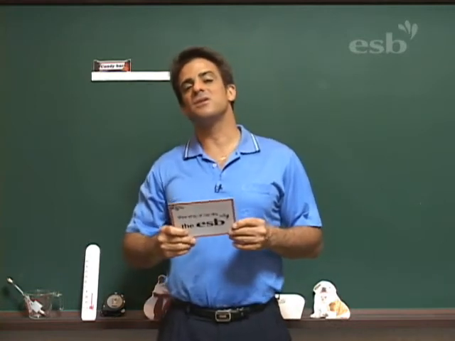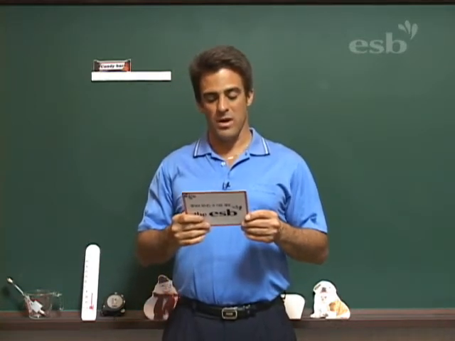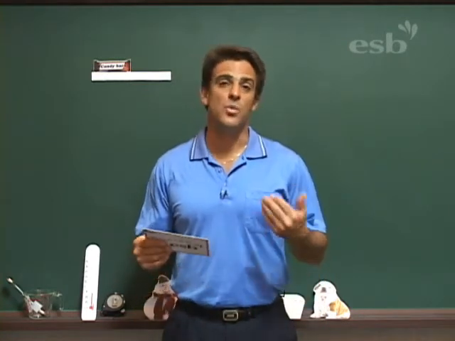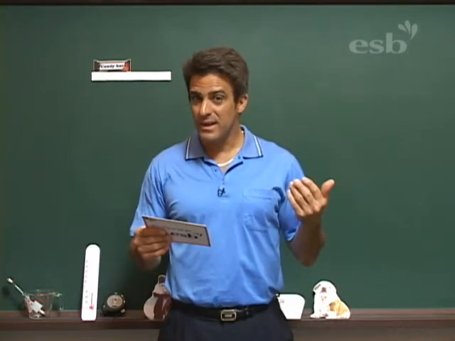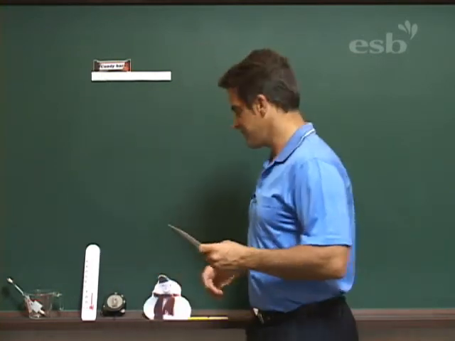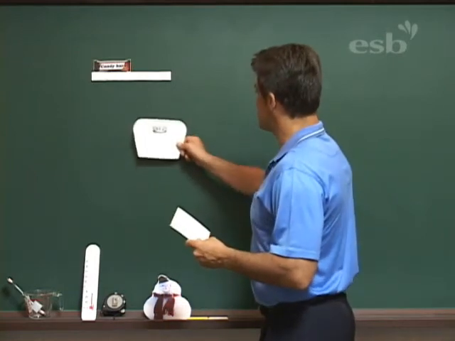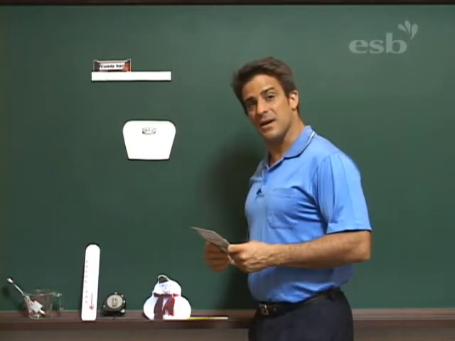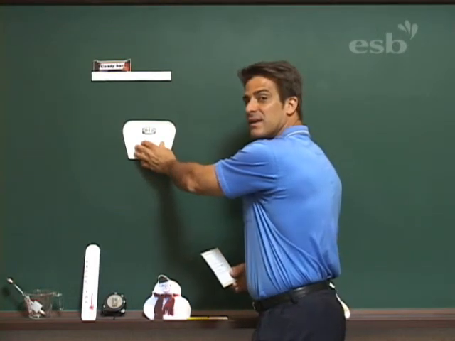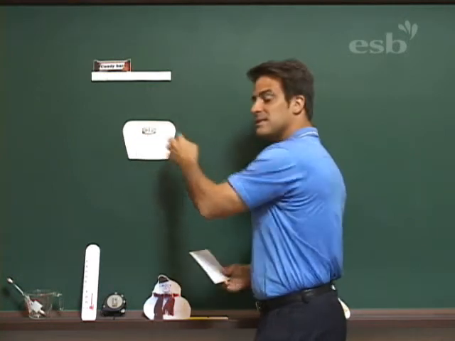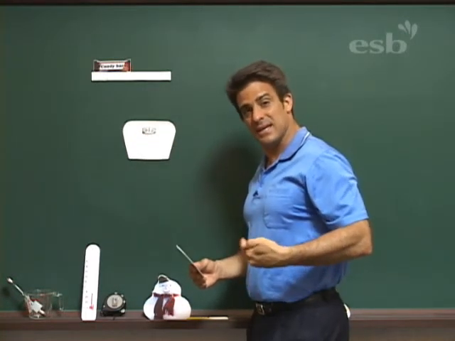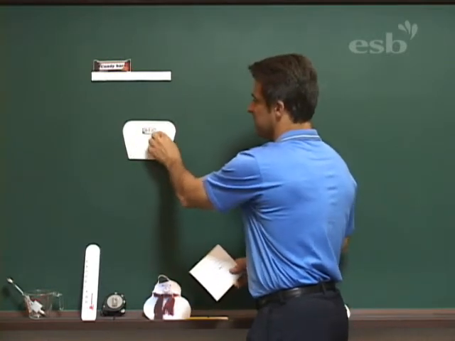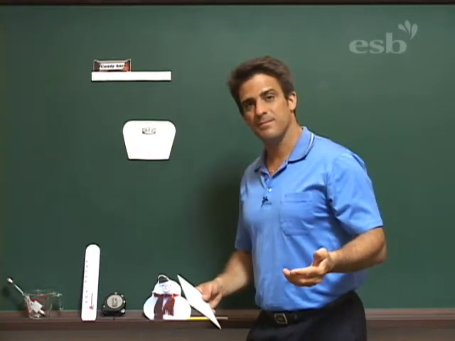Next one is called a scale. When we want to measure how heavy something is, we have to weigh it. How do we weigh it? We use a scale. Here we have a scale. With a scale, we stand on top of it. The number here will tell us how heavy that is. If I stand on it, I put my feet here, I look down, that number is my weight.